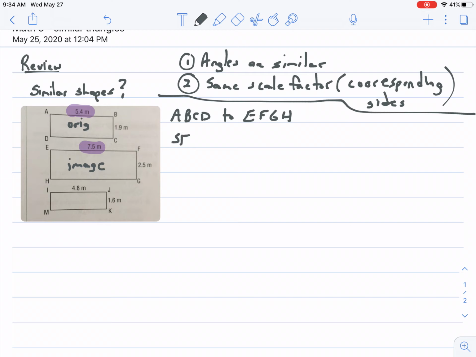All I'm going to do is find my scale factor. And I know my scale factor is a comparison between my image and my original. So it's just a matter of putting my numbers down. My image in this case happens to be 7.5 meters, and my original in this circumstance is 5.4 meters. So when I compare these numbers, I'm simply going to take 7.5 and divide it by 5.4. Put it in my calculator: divided by 5.4, I get 1.3 with the 8 repeating.